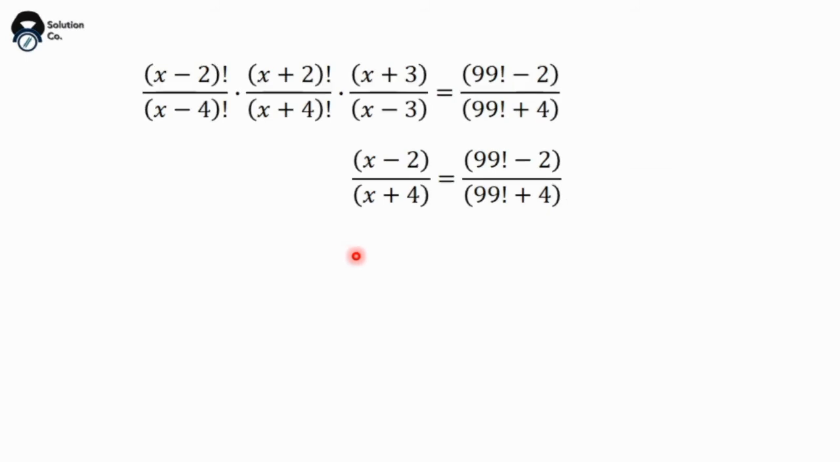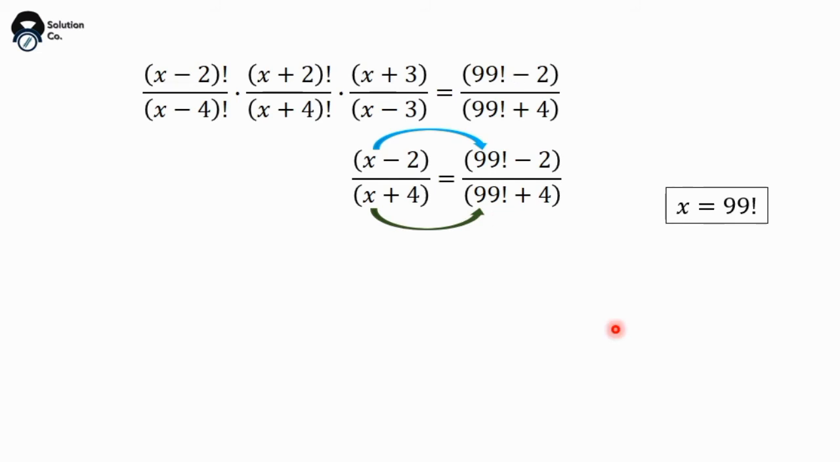Now here we compare these two expressions, that is, x is 99 factorial in the numerator and similarly x is 99 factorial in the denominator. Minus 2 is the same in the numerator and plus 4 is the same in the denominator. So we can write x is equal to 99 factorial, which is the required answer. This is the direct answer by comparing the two expressions of this equation.